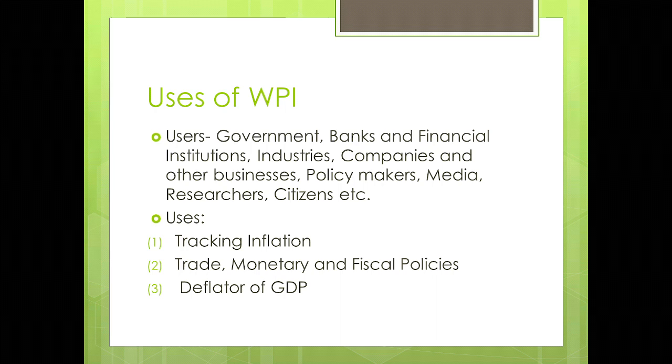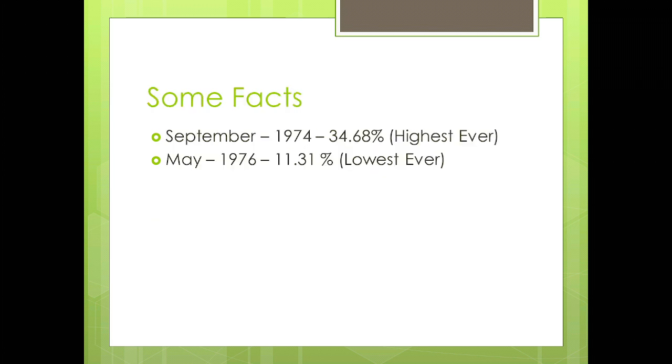What a deflator is, we can discuss in a separate video. But for the time being, you can just keep in mind that GDP needs to be deflated for several purposes, and WPI is one such way by which we can deflate the GDP. Now let's talk about some facts. In September 1974, we had the highest inflation in terms of WPI, estimated at 34.68%, whereas in May 1976 it was around 11.31%, the lowest ever.